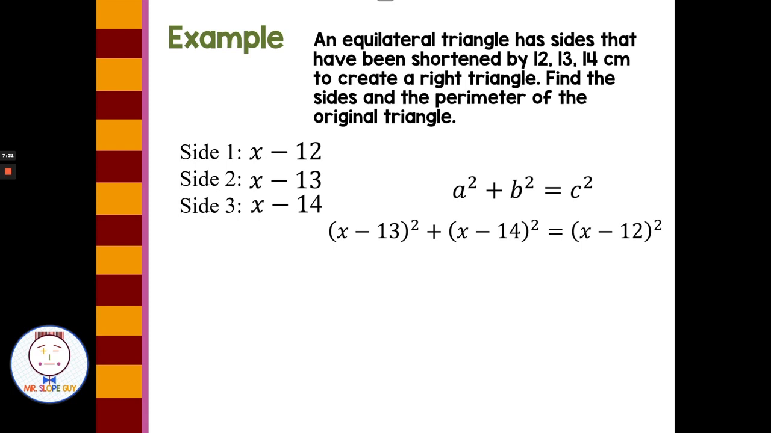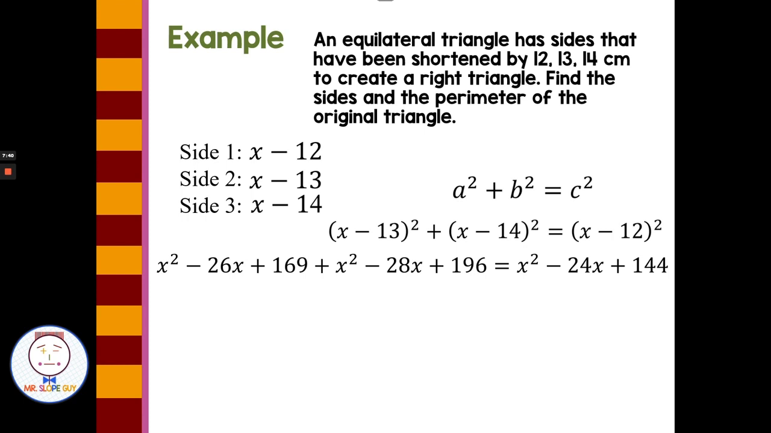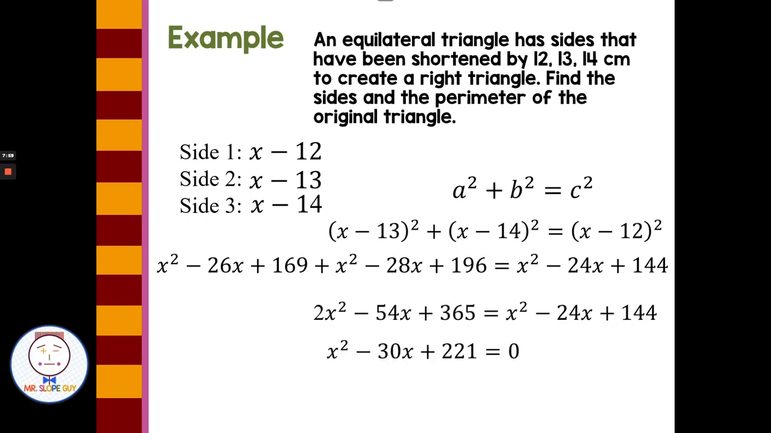Then I can multiply these out. I could use FOIL, first, outside, inside, last, for x minus 13. I could FOIL out x minus 14 and x minus 12. And gosh, I get a whole bunch of terms here. Then I combine like terms. Now that I see I have quadratics, I want to get in descending order equal to 0. So I'm going to subtract everything to get everything to one side of the equation. You get x squared minus 30x plus 221 equals 0.